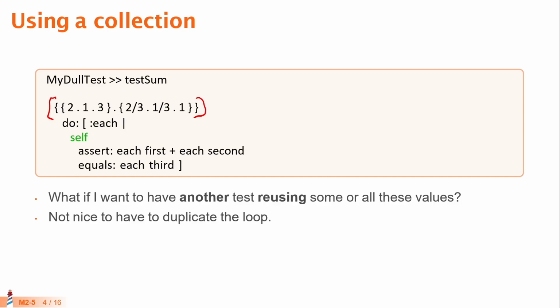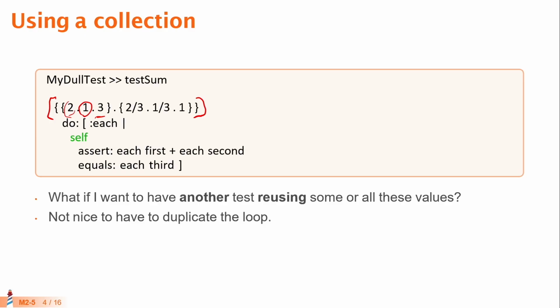So in the first iteration of this collection, we are going to take the first operand, the second operand, and the result. And for each of these triplets, we are going to execute the assert. And we are going to test that our sum is working as we want.